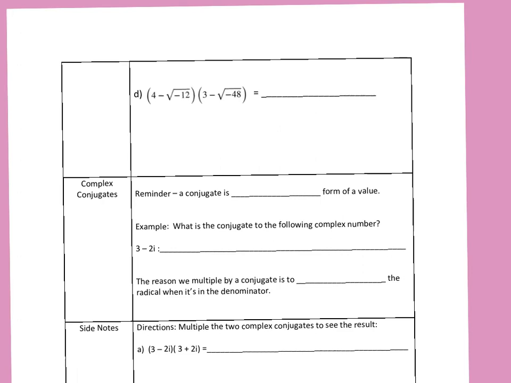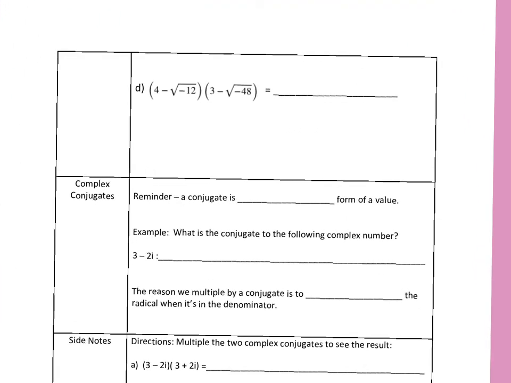Last one here. Do we feel good about the last problem? Do we want to do this one? Yeah? Okay, let's do it. Go ahead and try it. Give it a shot. So we know that we're FOILing, okay? But we know that we've got to simplify these values first.